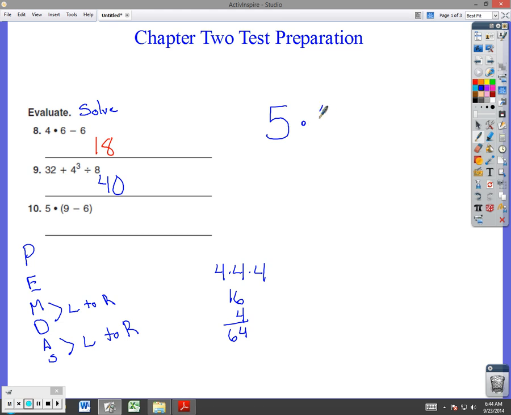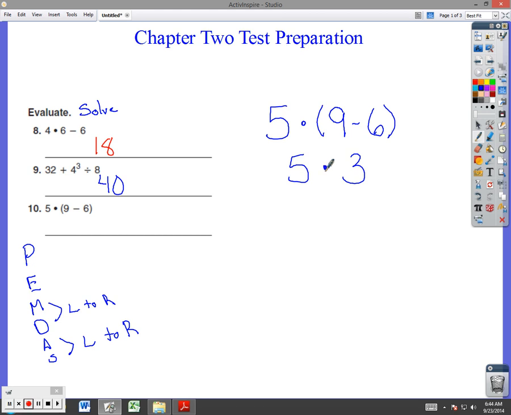5 times 9, in parentheses, 9 minus 6. I look at my PEMDAS. Parentheses, yes, I do finally have some parentheses. 9 minus 6 is 3. Now I bring down what I did not use. I did not use the 5.